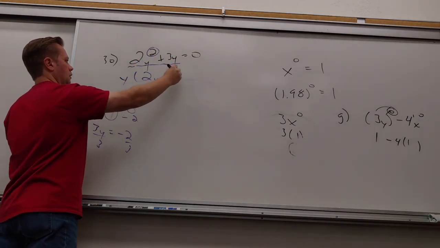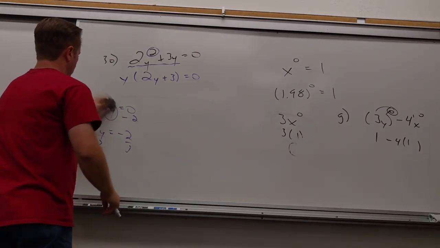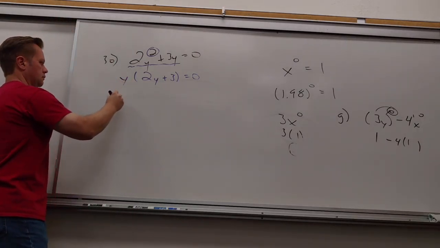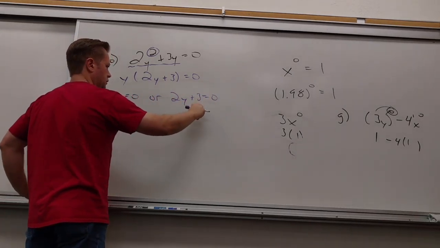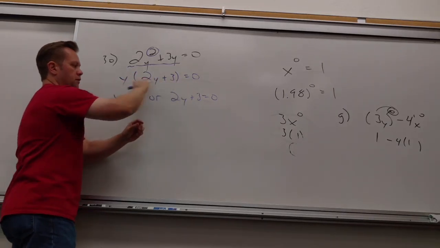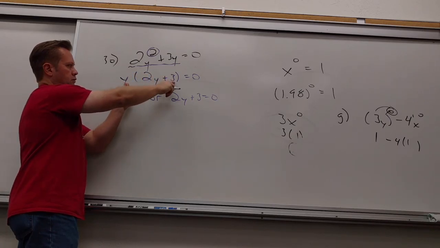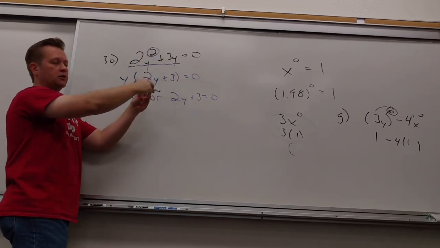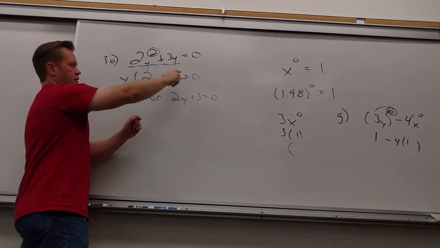equals 0. So then either what? Either y equals 0, or 2y plus 3 equals 0, and they can solve this. If either factor was 0, wouldn't this whole thing be 0? Yes. If y is 0, this is 0 times 3, which is 0. If 2y plus 3 is 0, it's 0 times who cares, which is 0.